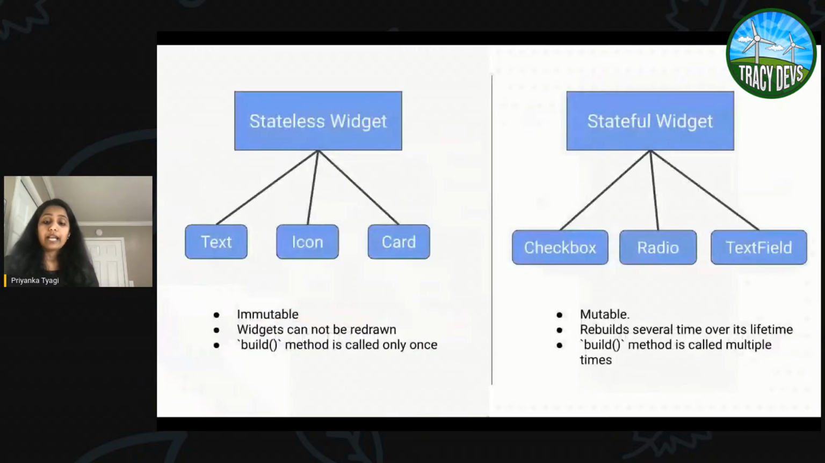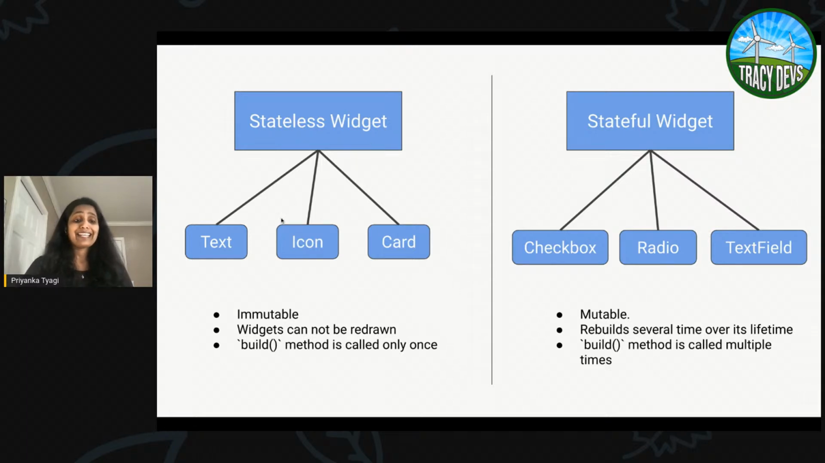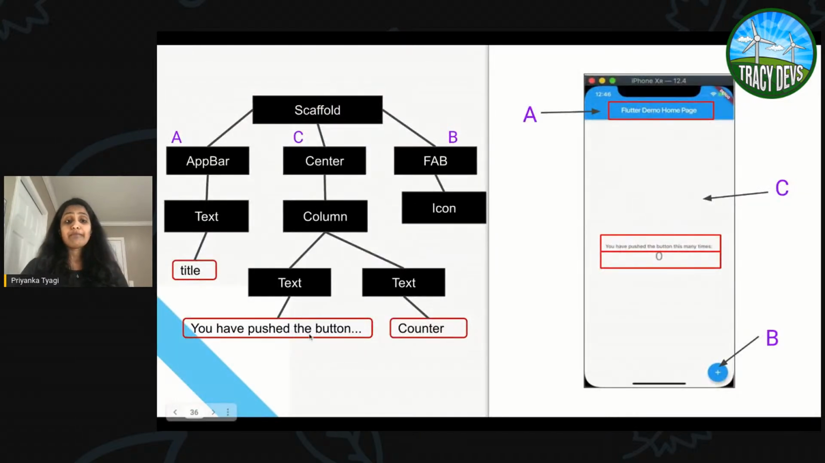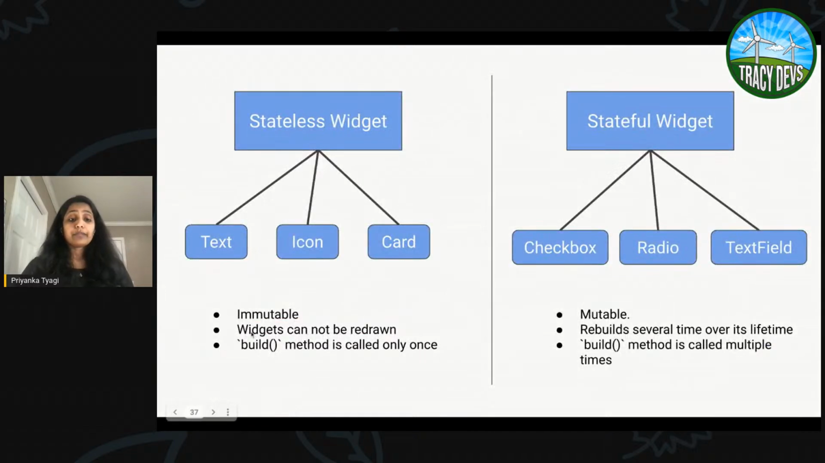All right, so now there are 2 types of main widgets in the Flutter system. One is the stateless widgets, which are immutable, whose value doesn't change. And these widgets cannot be redrawn, like text we just talked about. So text is text, it doesn't change. Like a push button, it doesn't change in itself. And there's something called the build method, which actually builds these widgets, and it is only called once. So widgets like text, icon, card fall in this category.